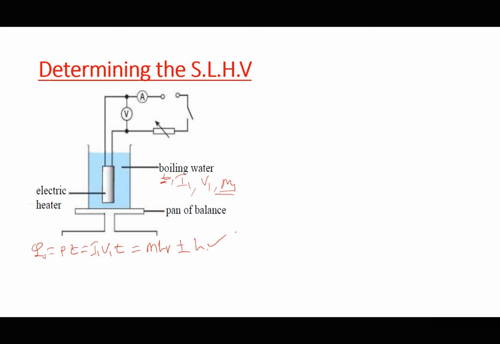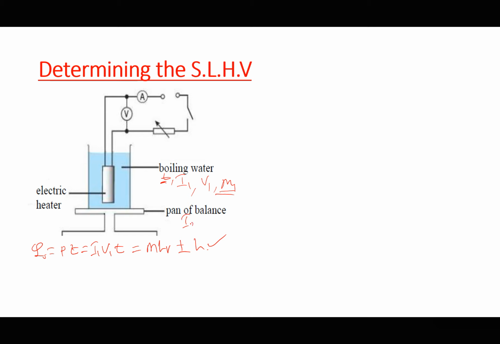And we can now repeat the experiment for a different change in mass. For a different value of I and V, a different value of M is going to be obtained. Let's maintain the same time, maybe. So if we maintain the same time, let's say we are doing this again in 5 minutes for a different value of I and V.